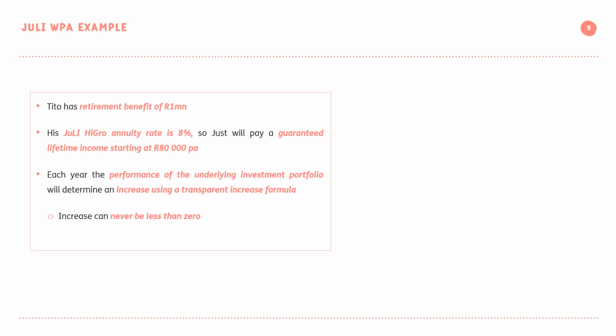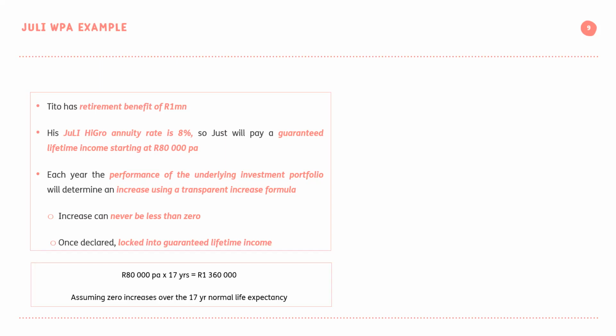Importantly, per the rules of the product, increases can never be less than zero. So no matter what happens in the market, even if we have negative returns, the client's 80,000 Rand a year can never drop. And every time we do declare an increase, which I'll explain how the formula works, that increase locks in and ratchets up to a new level.